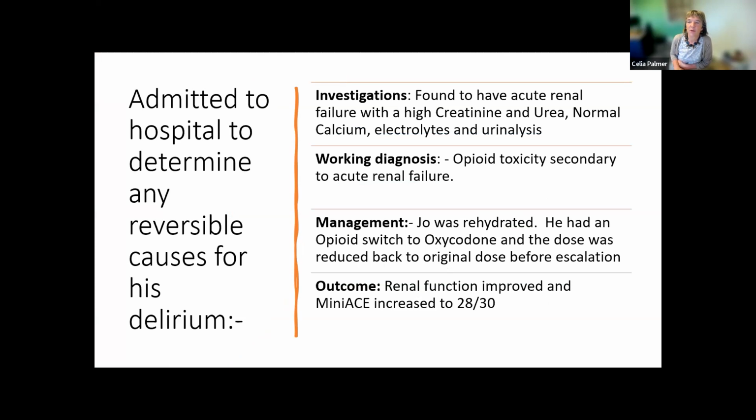So really what had happened is that Joe had gone into acute renal failure. His opioids had been up-titrated very quickly and now had not been excreted normally because of his renal failure. He was rehydrated. He had an opioid switch to oxycodone, which we use in moderate renal failure. And the dose was reduced back to his original dose before it began escalating.